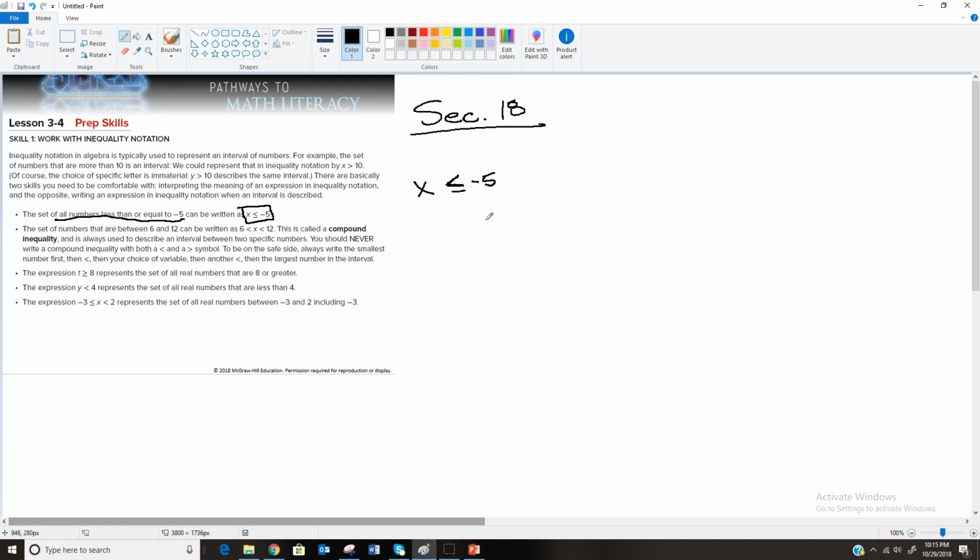This means that you can be -5 or smaller. So you can be -5, -5.1, -5.2, -6, -20, -100, and just keep going down from there.